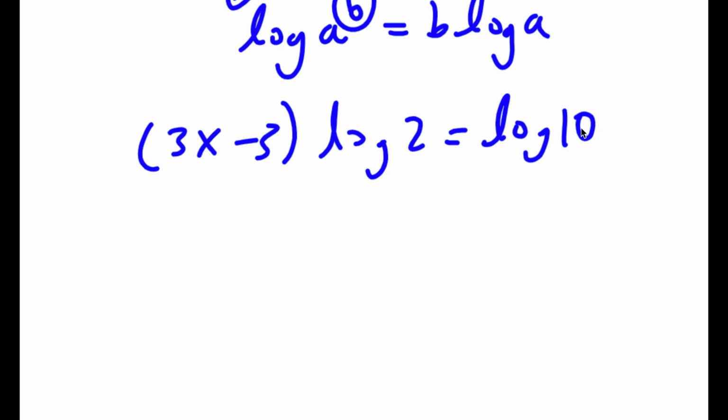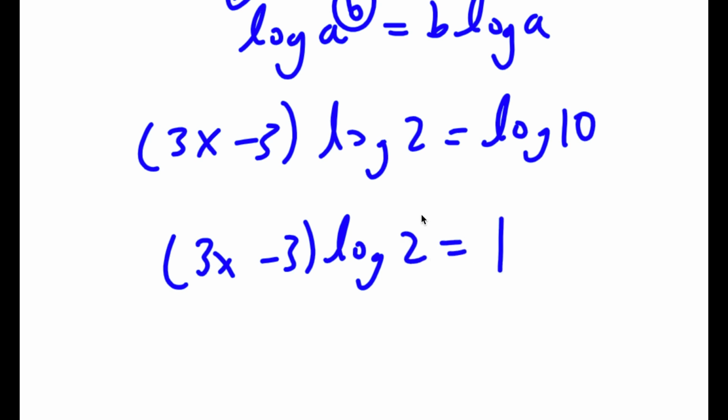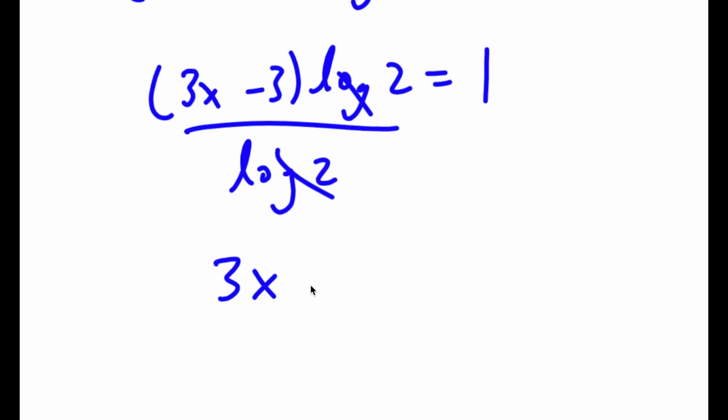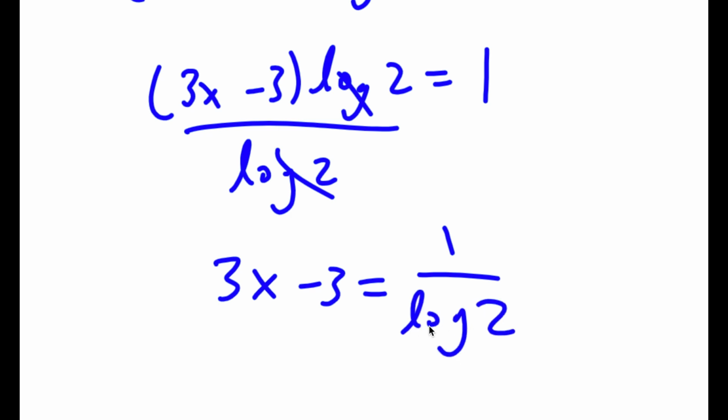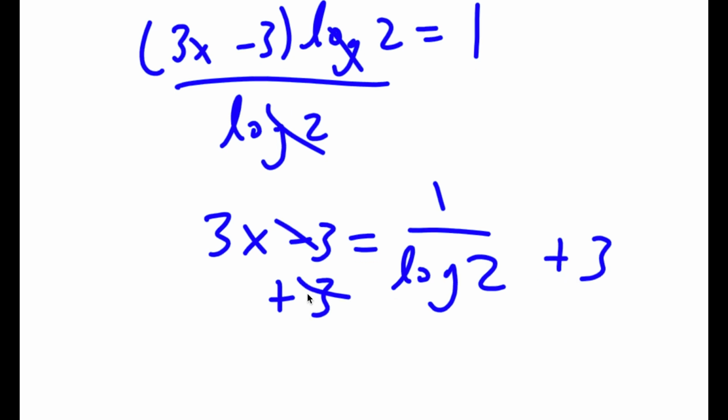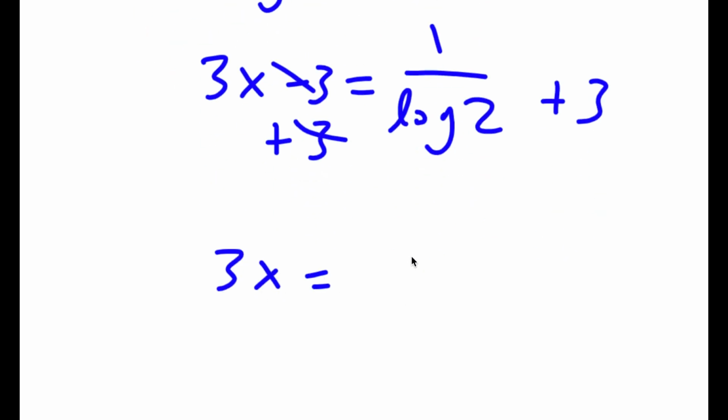Now, log 10, that's actually equal to 1. So now I have (3x minus 3) times log 2 is equal to 1. Now, if I divide both sides by log 2, these two cancel out, and I get 3x minus 3 is equal to 1 over log 2. Now, if I add 3 to both sides, these two cancel out, so I get 3x is equal to 1 over log 2 plus 3.